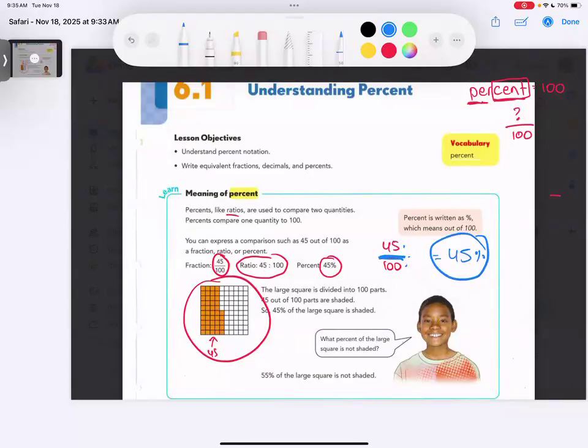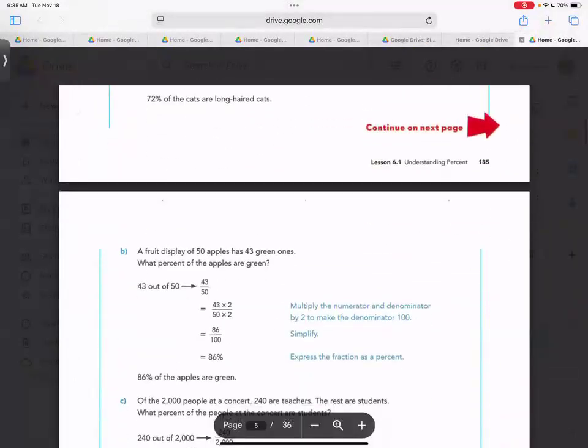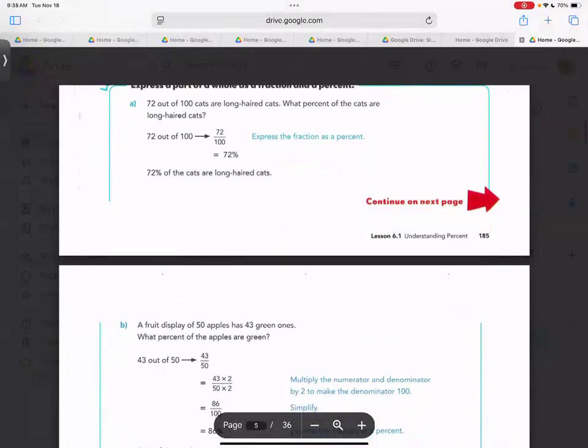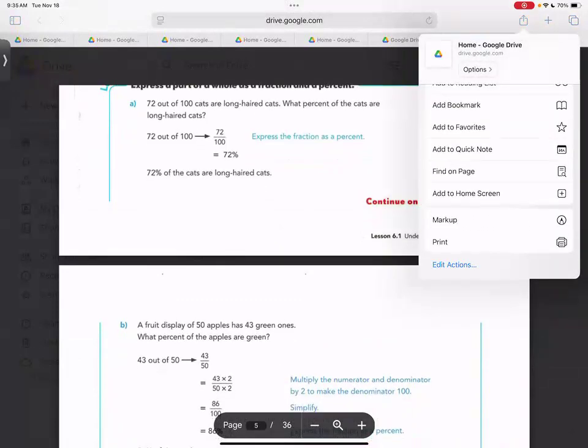And we're going to continue to become familiar with percent. We're also going to figure out how to represent percent as fractions and percent as decimals throughout 6.1. So it's pretty simple stuff, but a lot of this might be new to some of you. So let's have a look at these first couple of examples.